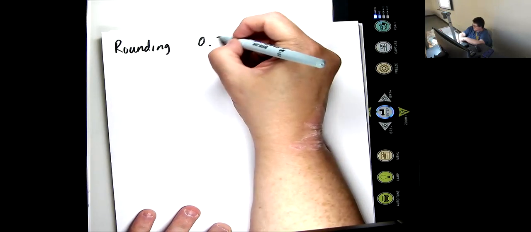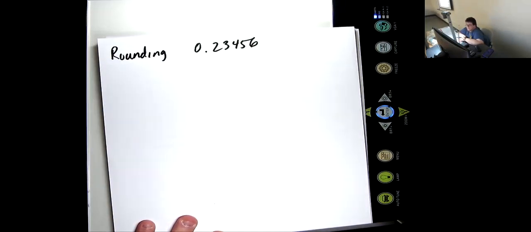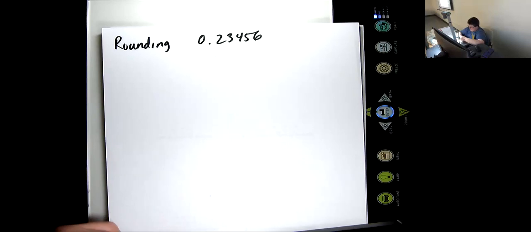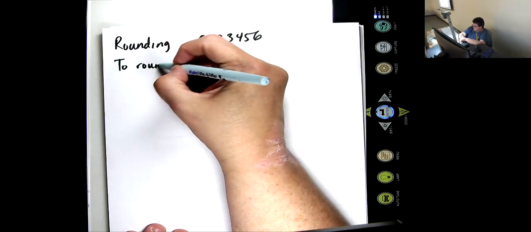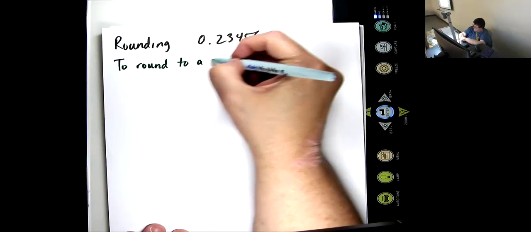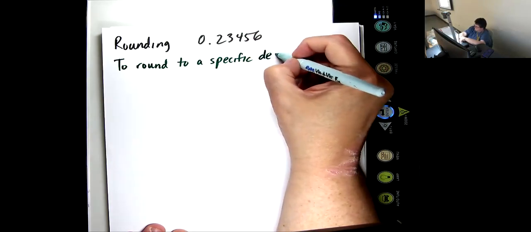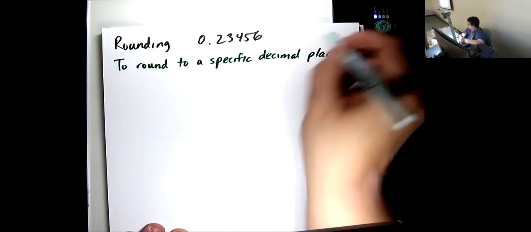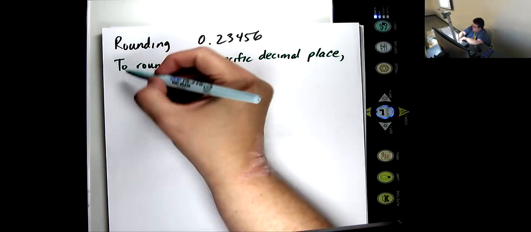Let's say we have 0.23456. So when they ask you to round to a specific decimal place, we want to look at the number to the right of it.